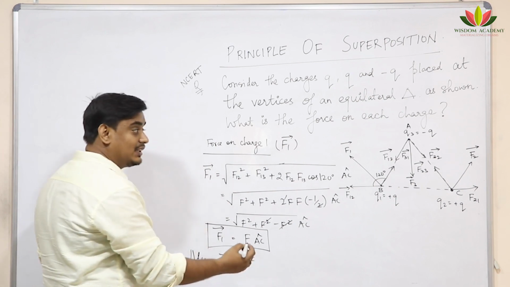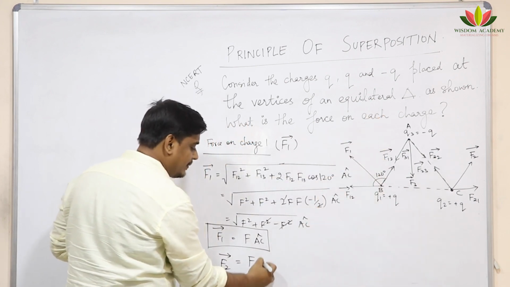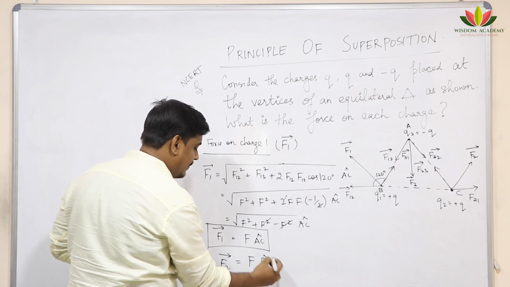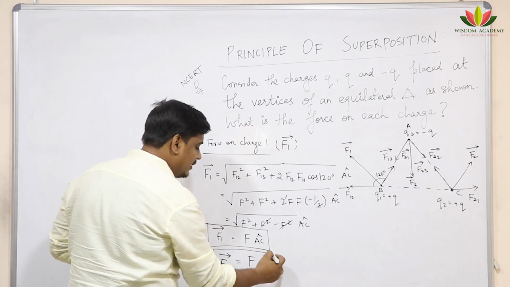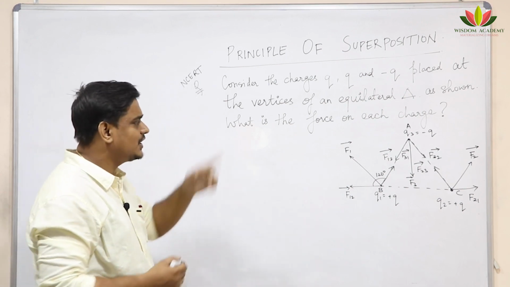But what will be the direction? Will it be AC again? No, it will be BA. So I'll write here BA cap. This is the value of force on the second charge. And what would be the force on the third charge?